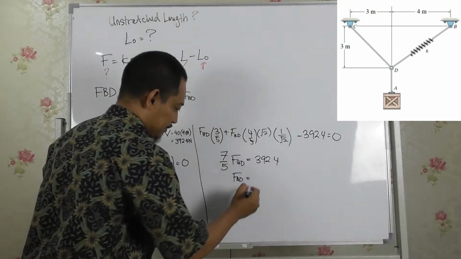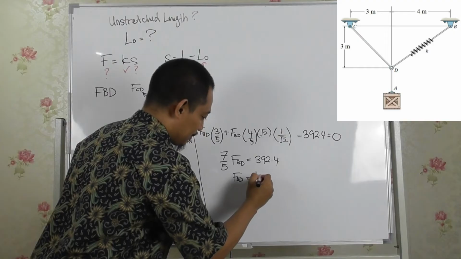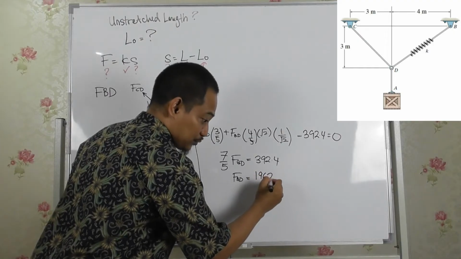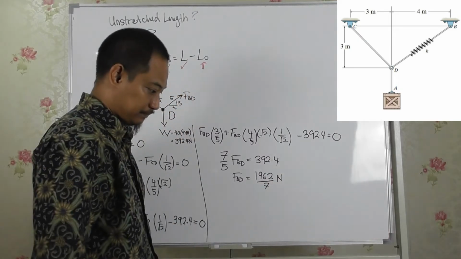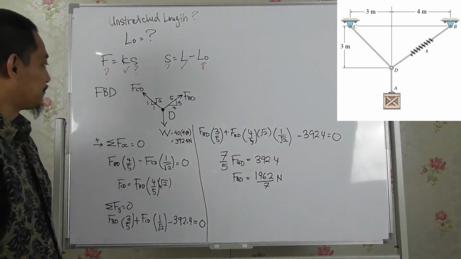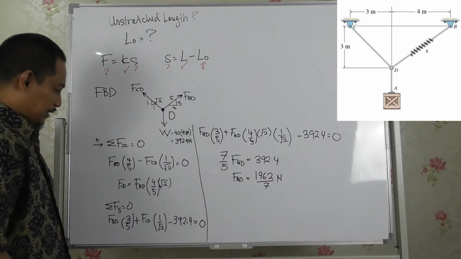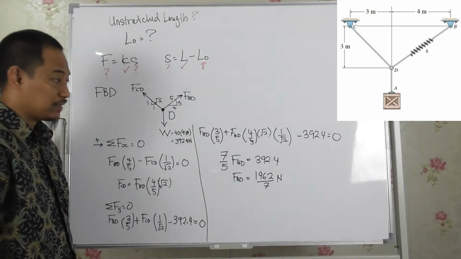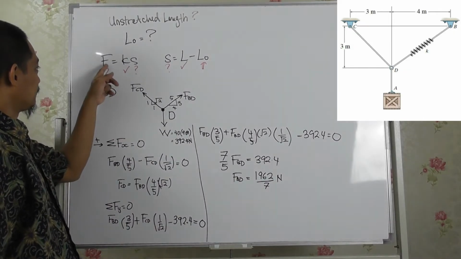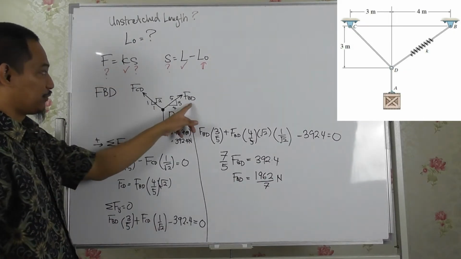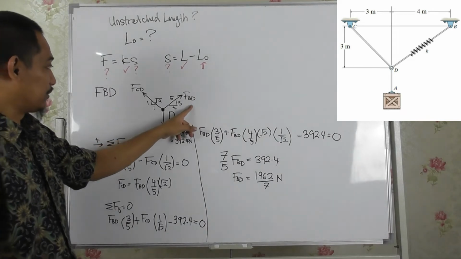So FBD, if you calculate, you'll get, okay, my number is in fraction because I do not want to round off yet, because I don't want to introduce error yet. So 1962/7 Newton. Yeah, FBD. So why do we need FBD? Because F equal to KS is for FBD, right? So we know this already, so we can use this.